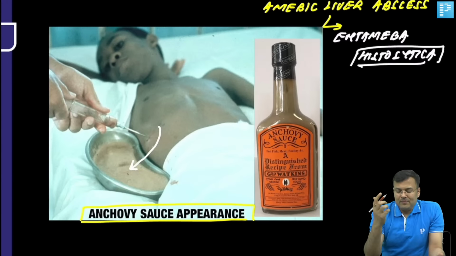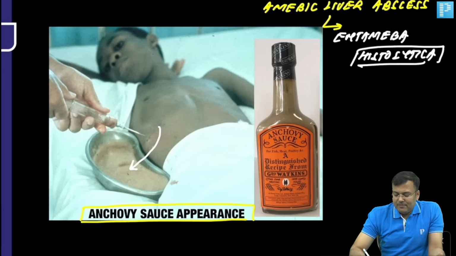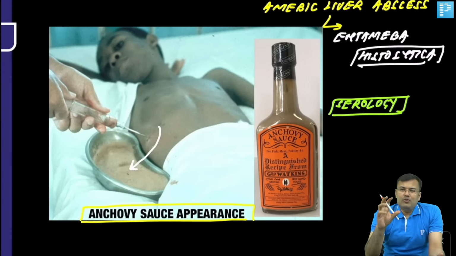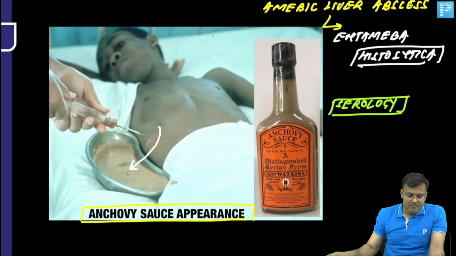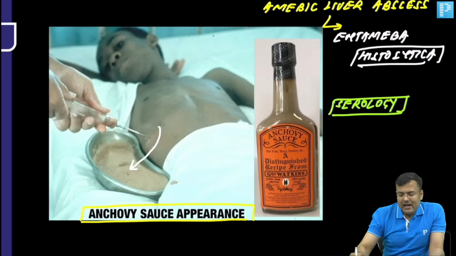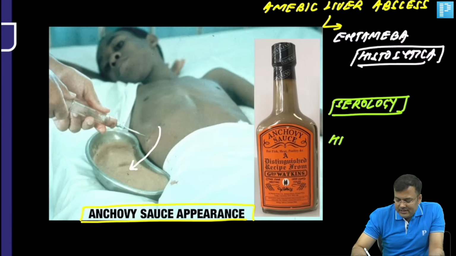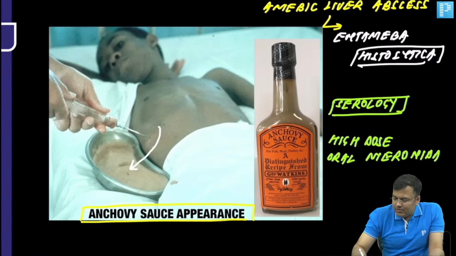How to make the diagnosis? You know that here the diagnosis is confirmed by serology, because our body is going to form antibodies, and we are going to detect those antibodies. Next, what is the treatment of choice? Easiest question, guys. Metronidazole, it is high dose oral metronidazole. So, it is high dose, clear?